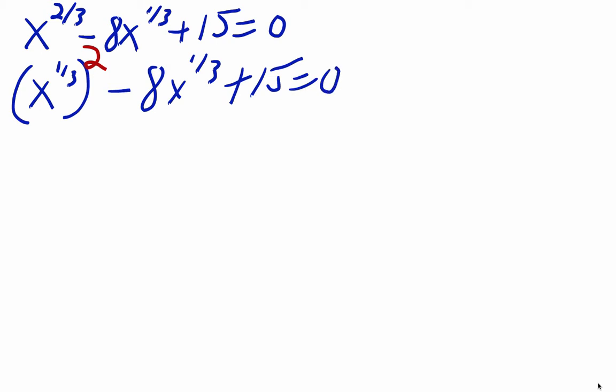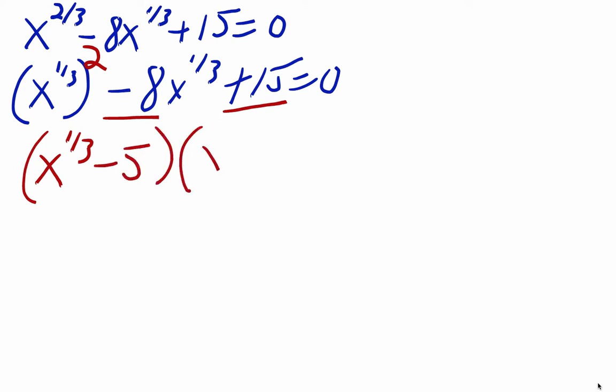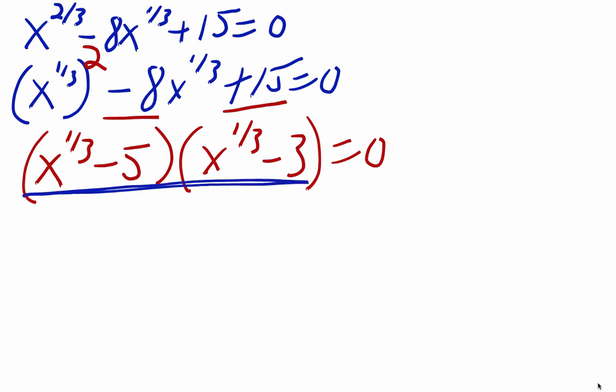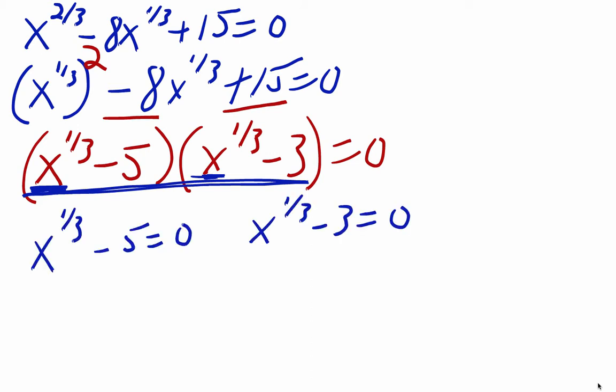So once again, I want factors of positive 15 that add up to negative 8. Well, I know that would be negative 5 and negative 3, so then we would write it as x to the 1/3 minus 5 and x to the 1/3 minus 3 equals 0. So that's what that is factored, the x to the 1/3 squared minus 8x to the 1/3 plus 15. So really I just bring down the x to the 1/3 in both spots, and then I find the factors of 15 that add up to negative 8, and that's what I have there.